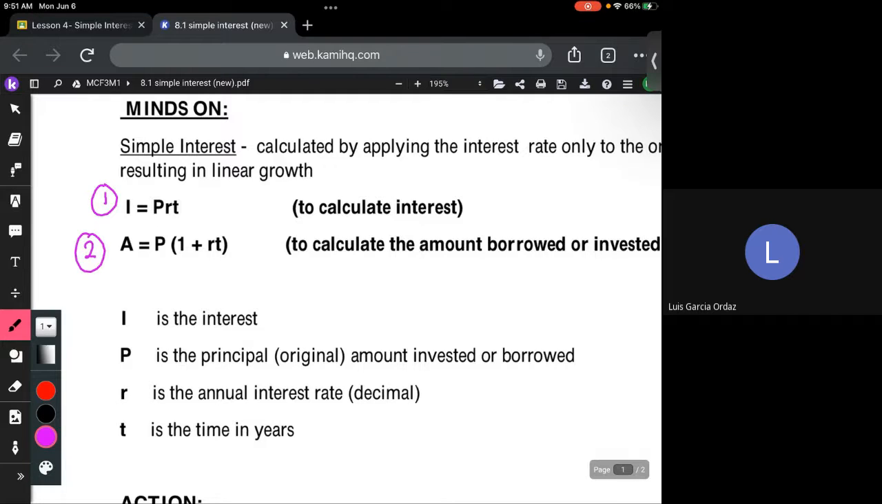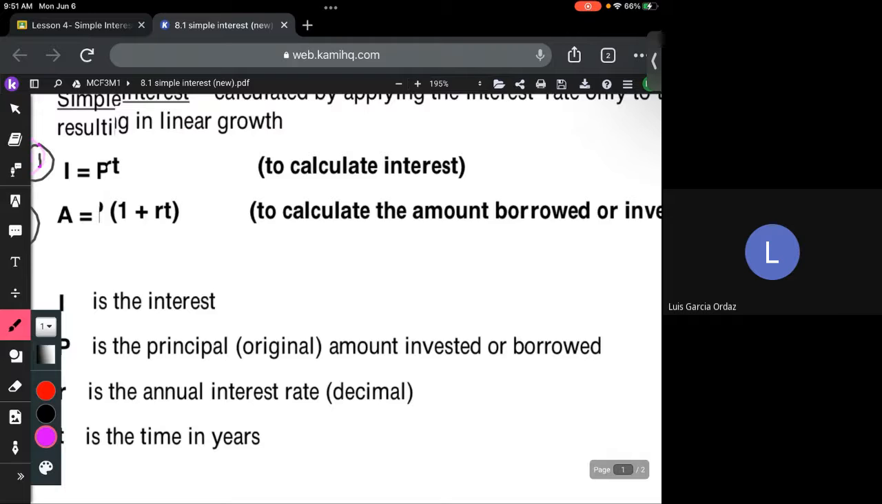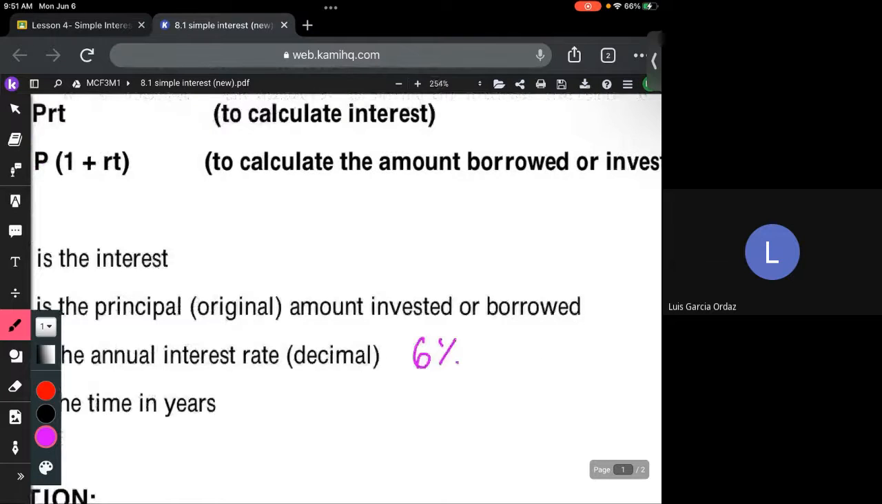So again, capital I is the interest, capital P is the principal, which is the original amount you put in or borrowed. R is the interest rate as a decimal. So you have to take the percentage and convert it into a decimal. For example, if we have 6%, in order to convert that into a decimal, I divide it by 100 and I get 0.06.